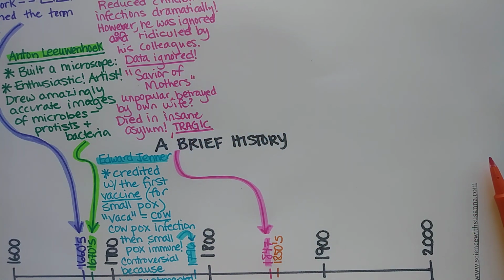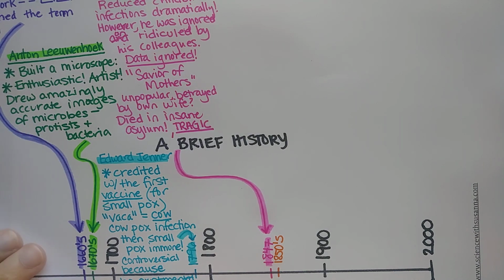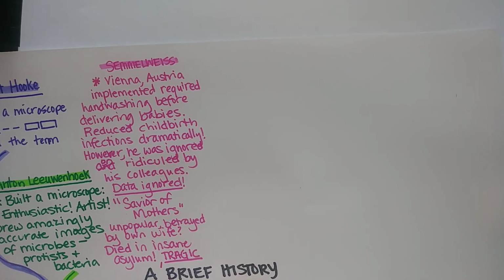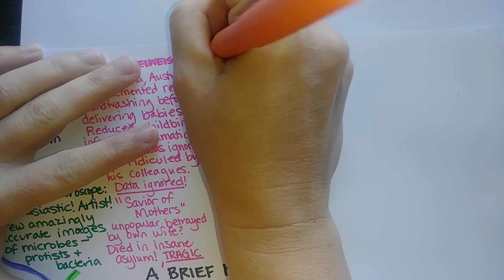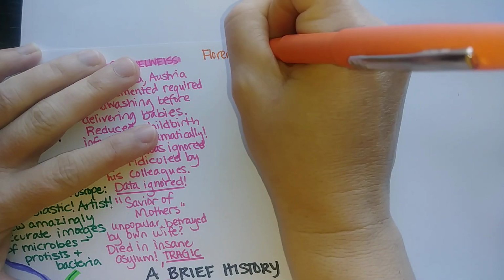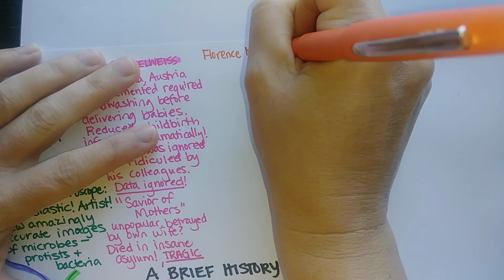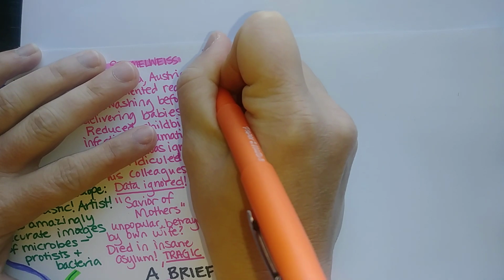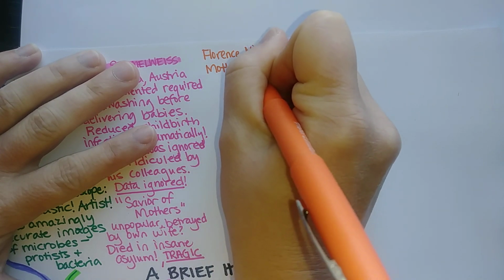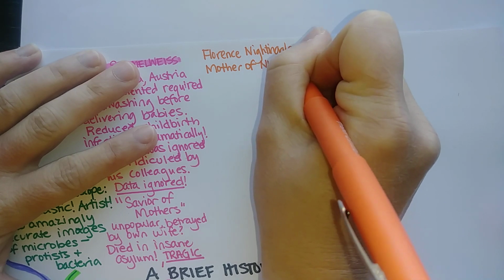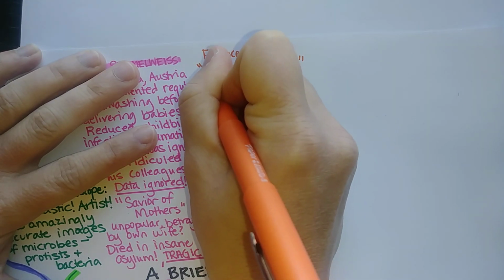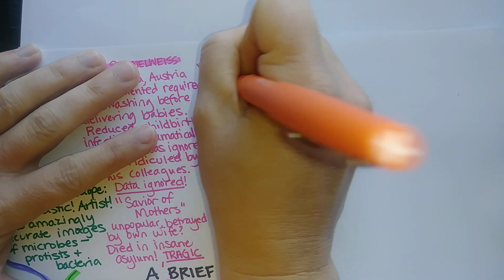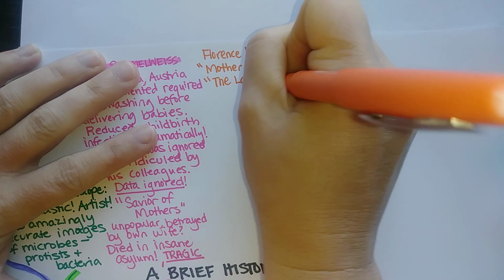And things really start getting moving now in these 1850s. This is when they really start figuring out this hand washing thing has got something going for it. Because now our next person is Florence Nightingale. And Florence Nightingale is considered the mother of nursing, and kind of considered the reason that nursing became a thing. She also has another nickname called the Lady with the Lamp. And I'll tell you why in a second.